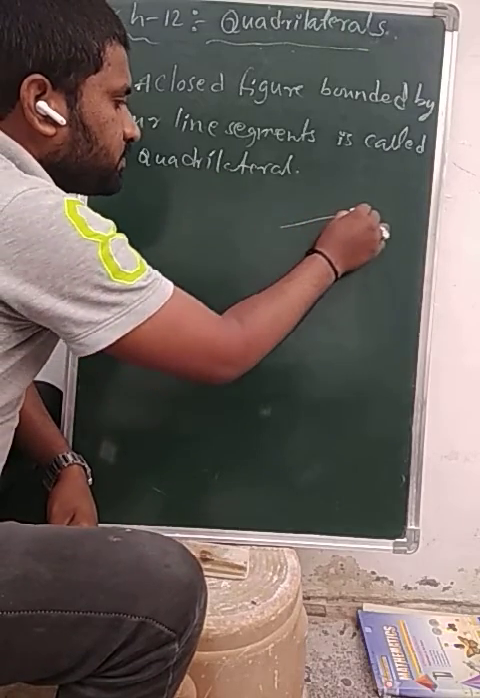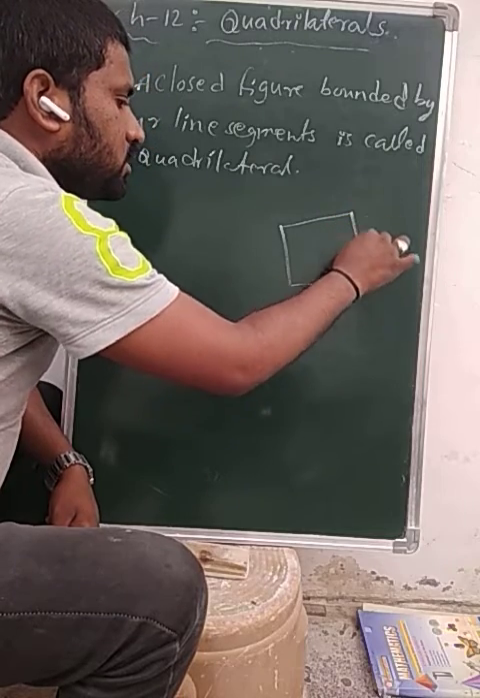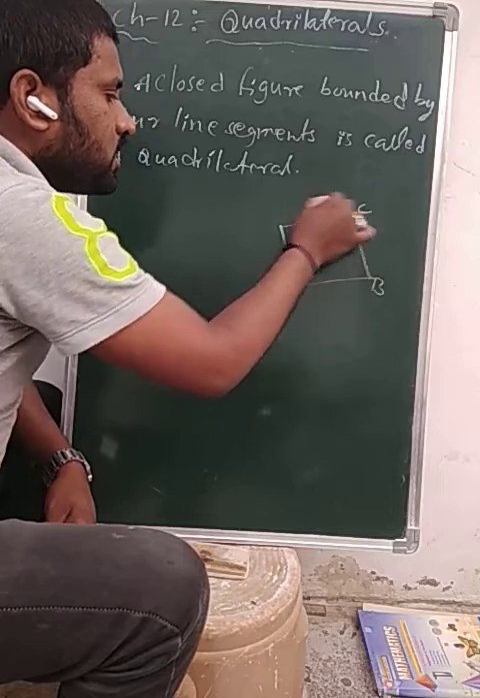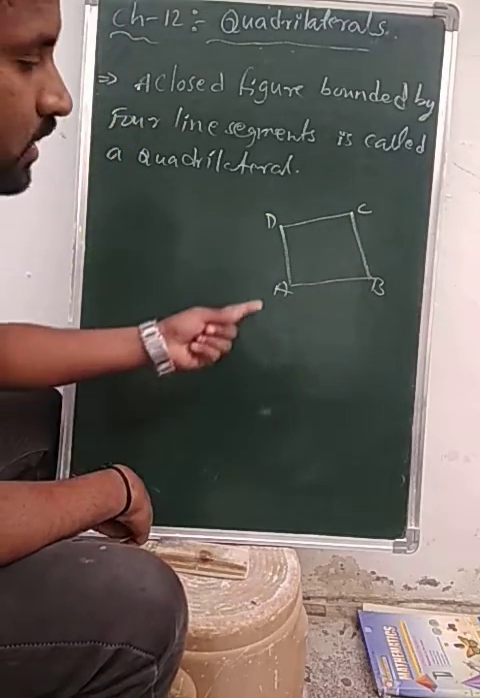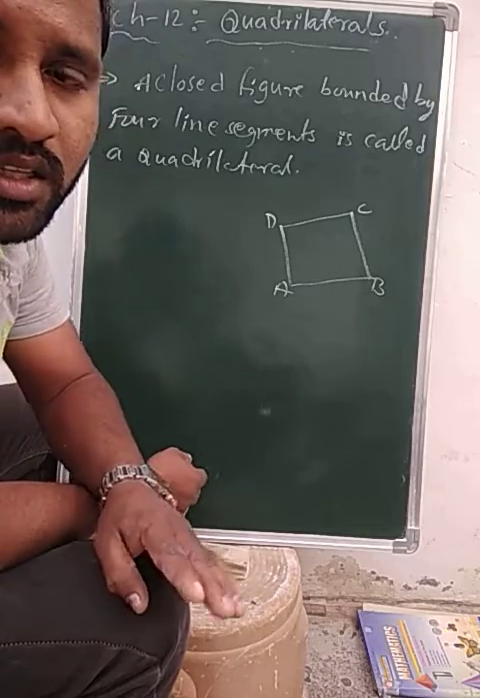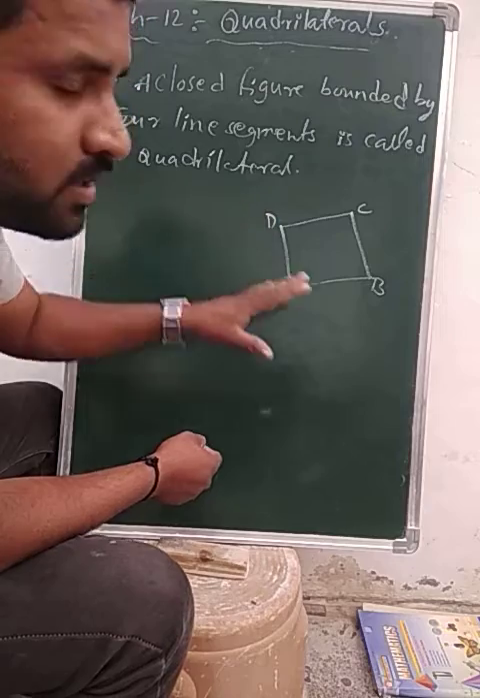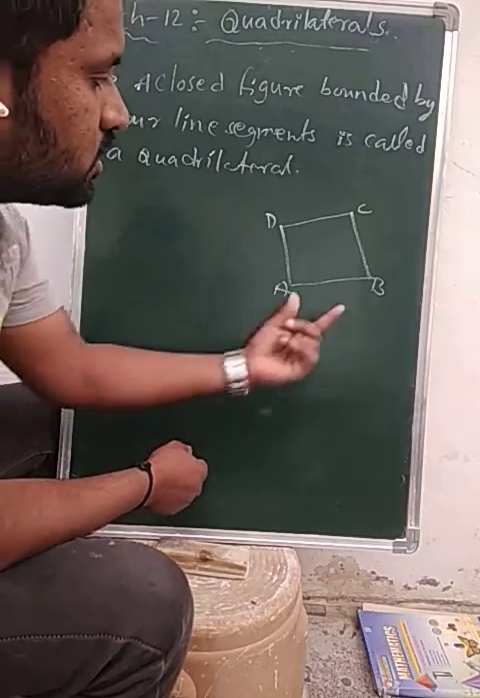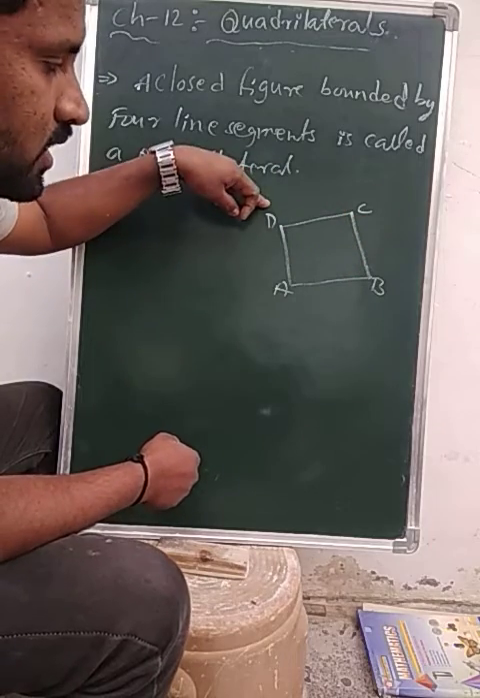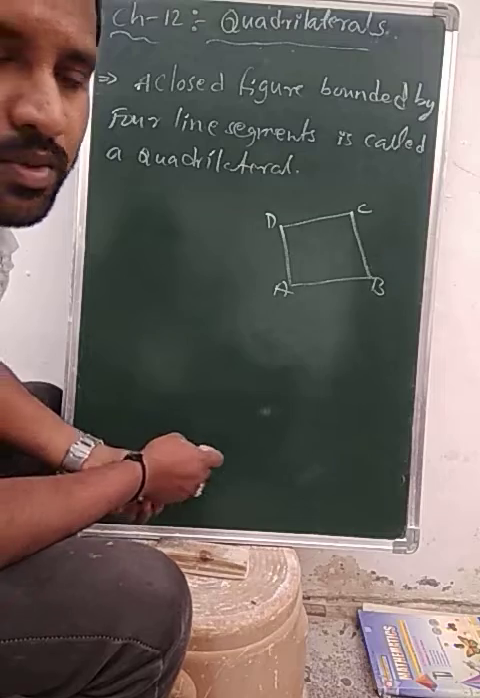Now see here, this is a quadrilateral ABCD. Okay, ABCD is a quadrilateral. How many line segments are there? There are four line segments. It is a closed figure bounded by four line segments. So AB is one line segment, BC, CD and DA. These four are line segments.